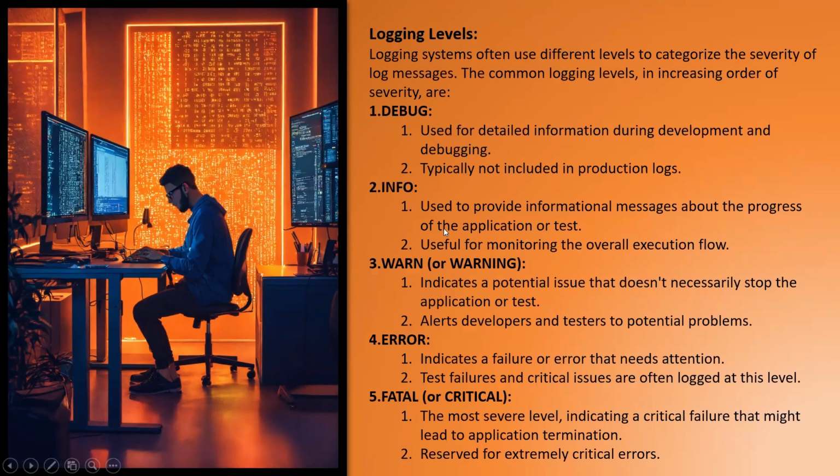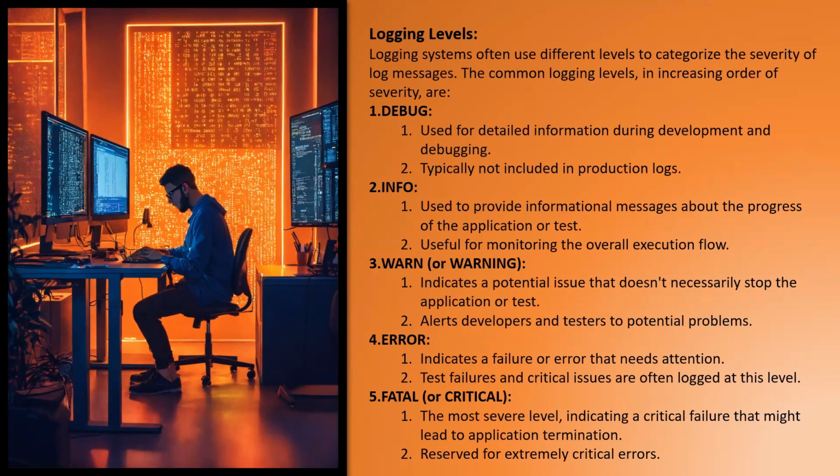Now we have different levels. It can be debug, only for development and debugging, or it can be info, just to give information about the process, or warning. It will not have a direct impact, however, it is better to improve. Error, an actual error that we may get from the automation itself, or it can be from the application itself. And after that, fatal, which is more severe, and we need to take immediate action for that.